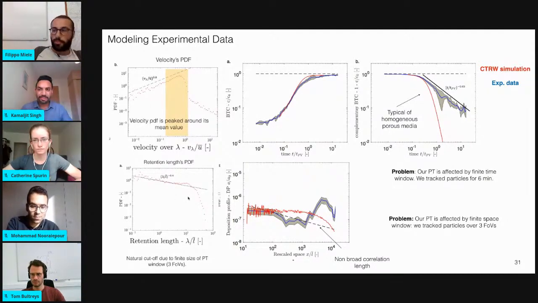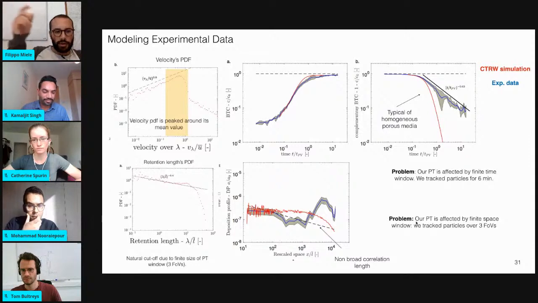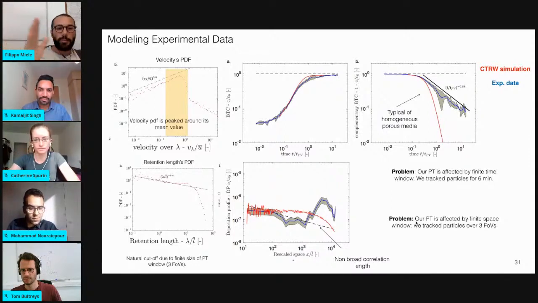So we were in front of two problems. The first is that our particle tracking is affected by finite time windows, because of course we cannot track particles for an infinite amount of time. In our case, we were tracking particles for just 6 minutes. The other problem is that the particle tracking is affected by finite space windows, which means that theoretically the maximum correlation length that you can measure is the number of fields of view along which you track the particles.